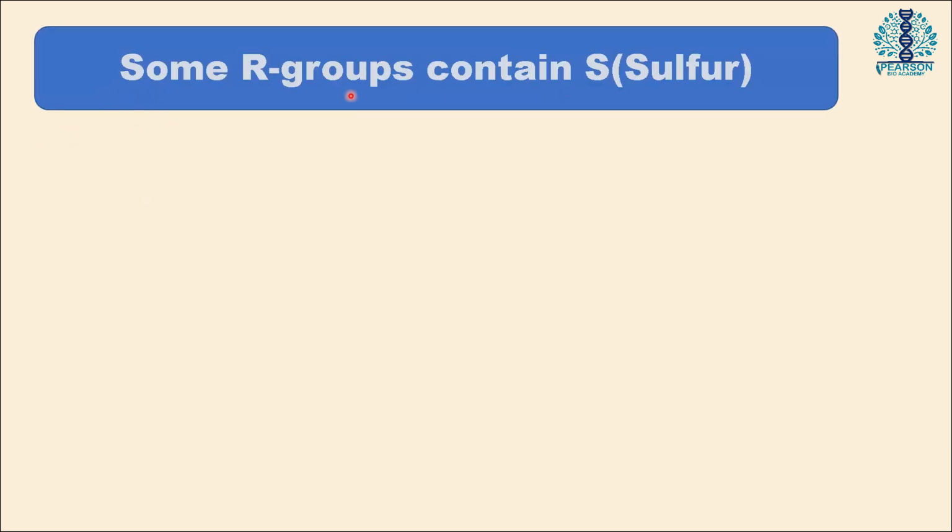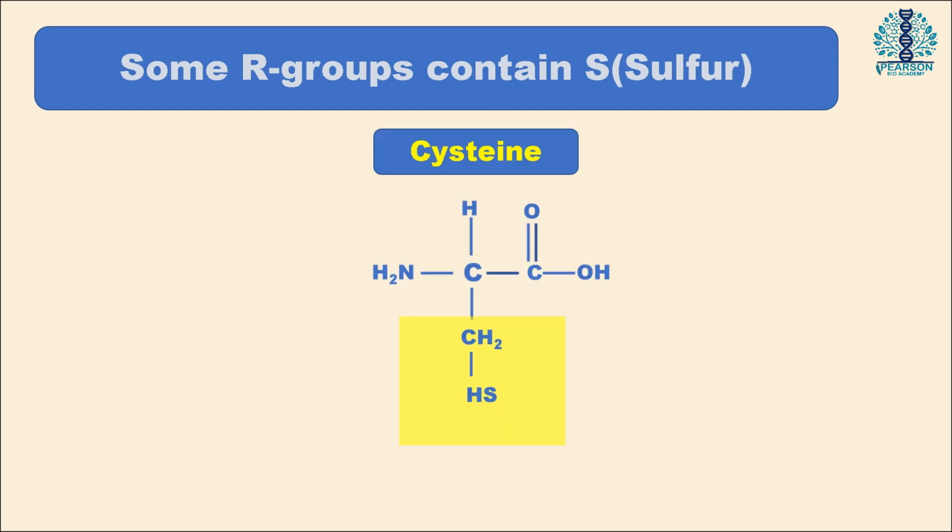And the next property is sulfur containing amino acids. Among the 20 amino acids, only one, cysteine, contains sulfur in its R group. And this unique property makes it particularly important for the function and structure of proteins. Let's discuss in detail later.